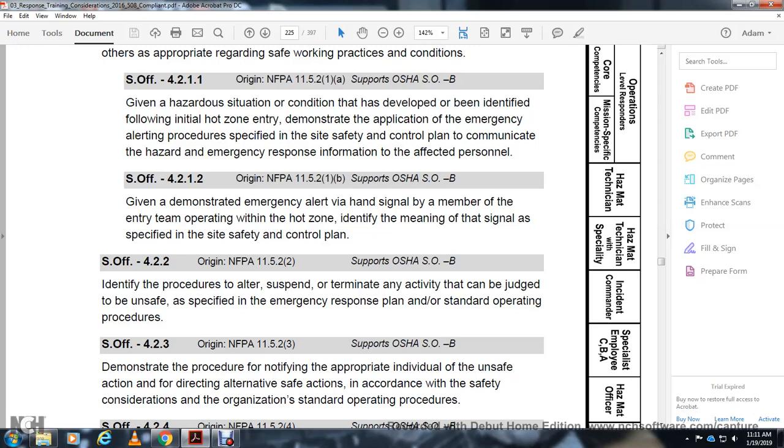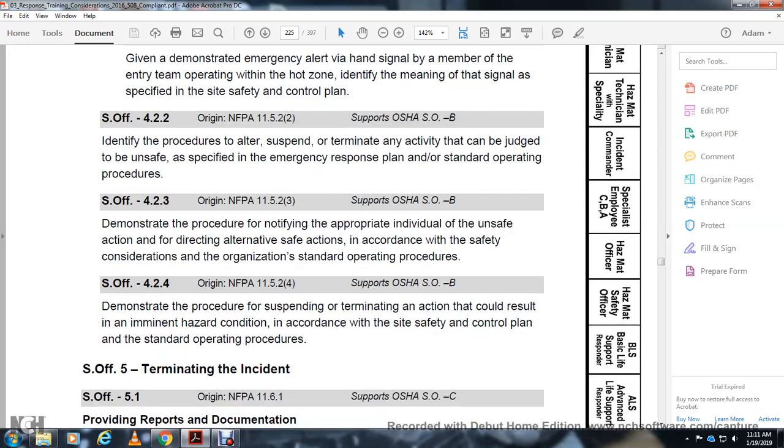Demonstrate the procedure and notify the appropriate individual of the unsafe action, directing alternative safe action according to the safety considerations of the organization's standard operating procedure. Demonstrate the procedure for suspending or terminating actions that could result in an imminent hazard condition, according to the site safety control plan and standard operating procedure.